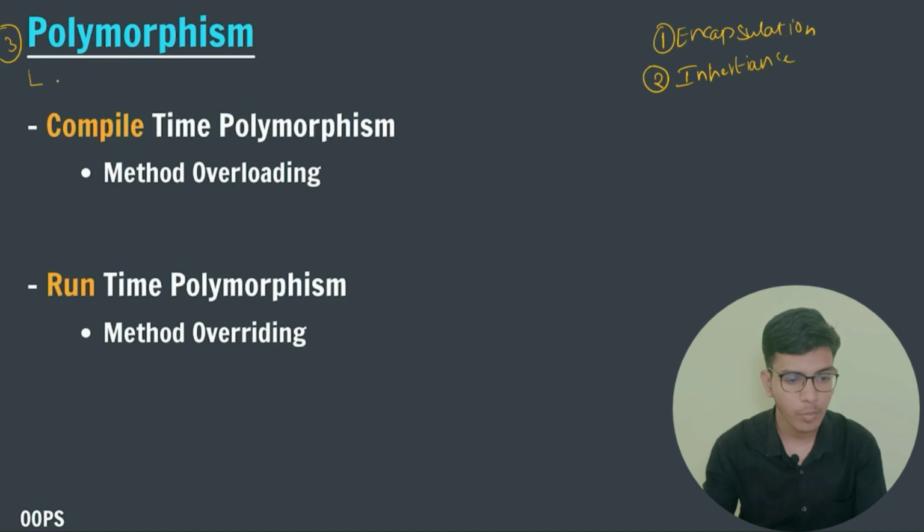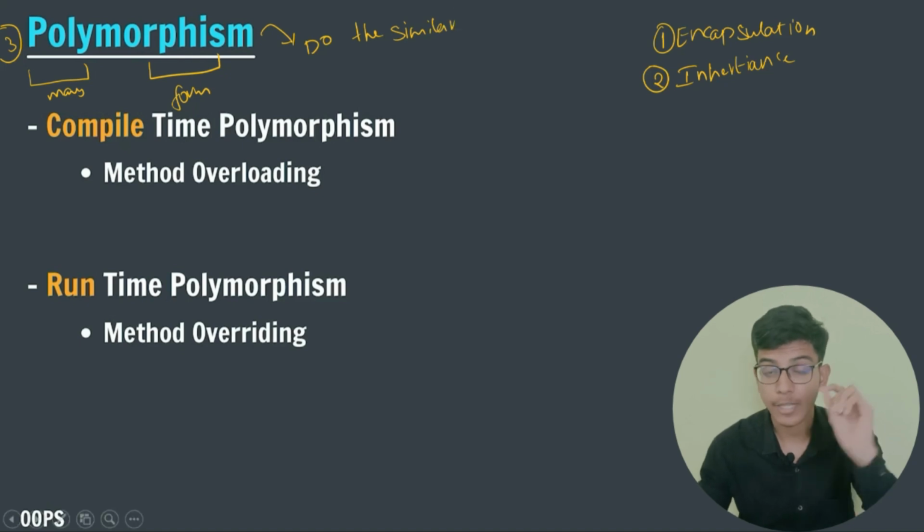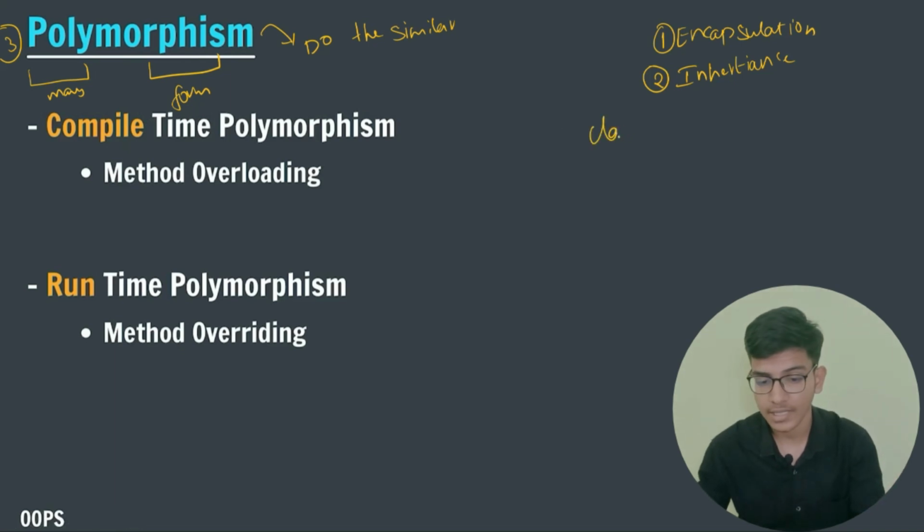Poly means many, and morphism means form. So the meaning of polymorphism is doing a similar thing again and again. Suppose let us consider that in the previous example we have built a constructor. Let us consider that this is my class, and this is my student class.